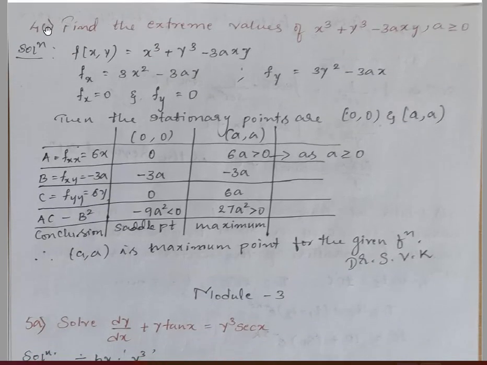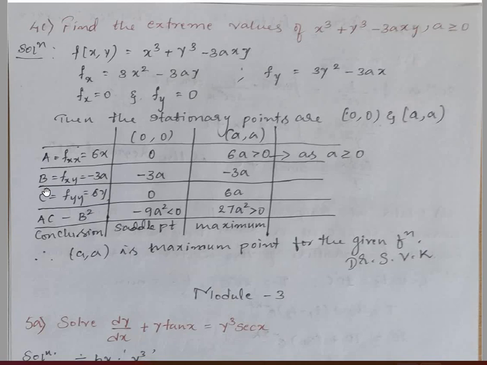Now moving on to question number 4c, find the extreme values of x cube plus y cube minus 3axy where a is positive. They have mentioned that a is positive. So I will consider the given function as f and find the partial derivative of f with respect to x and f with respect to y. I got fx as 3x square minus 3ay, fy as 3y square minus 3ax, and equating these two values to 0, I will get the stationary points as (0, 0) and (a, a).